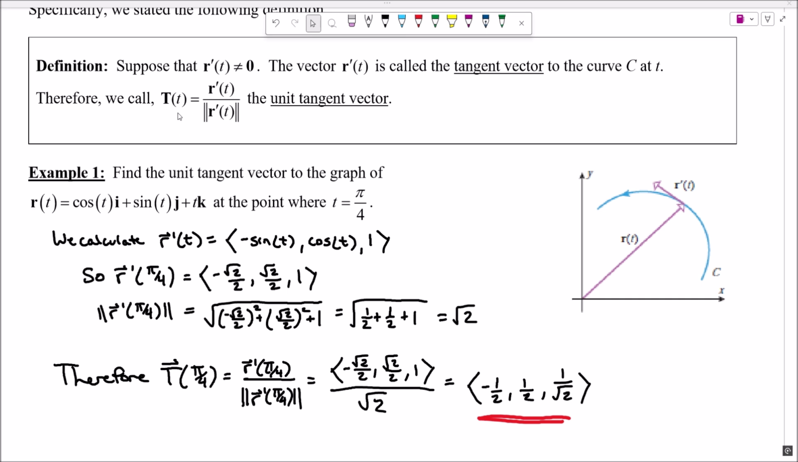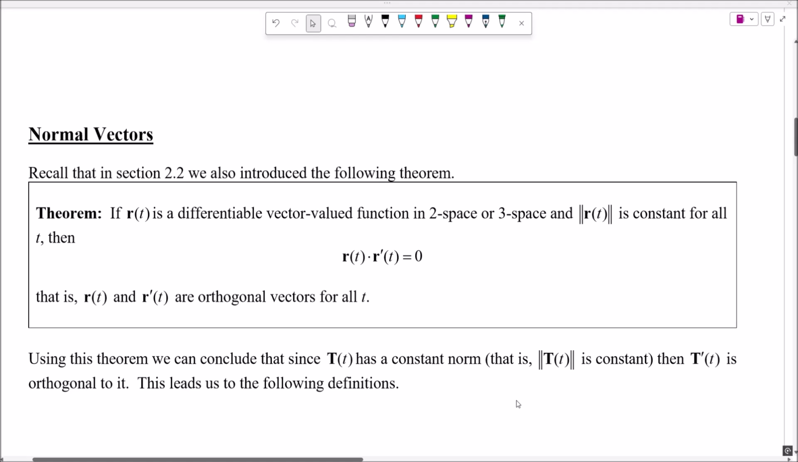But if I didn't evaluate it, if you imagine I did this full calculation here by not plugging in for t at any point in time, then I would have ended up not with a vector with all numbers, but with a vector function with the variable of t in it. And that vector function still would have been always a unit vector. It would have met this condition. It would have been length 1. That's what I state down here. Since T of t has a constant norm, because it's a unit vector, the derivative of this would have to be orthogonal to it.